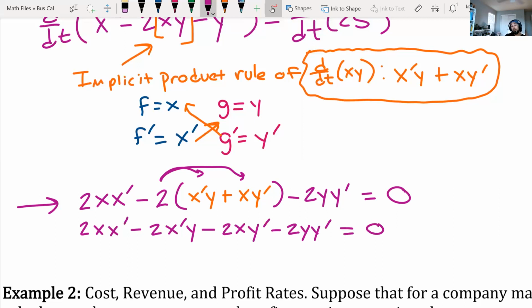Okay, so again, we're solving for x prime. So move anything over to the right side that doesn't have an x prime. So who's going to the right side? -2x y prime and -2y y prime. Good.